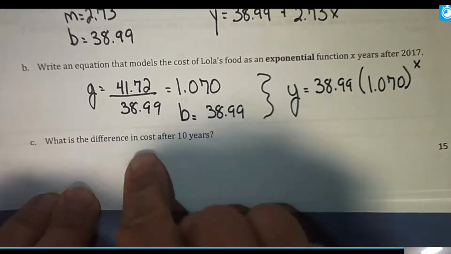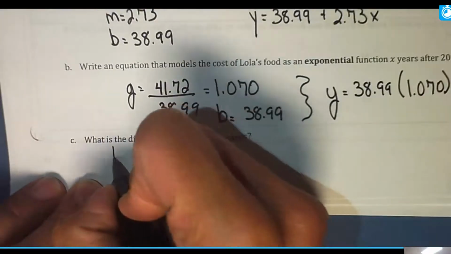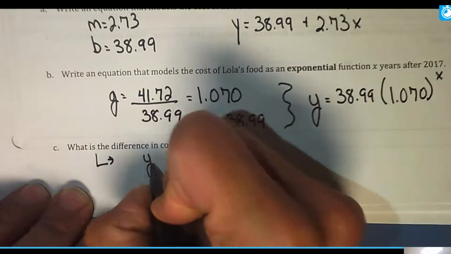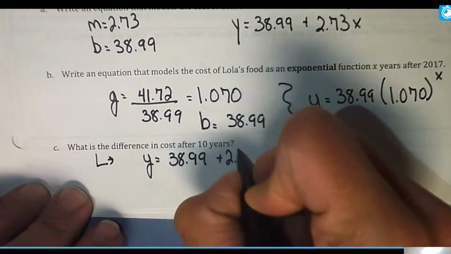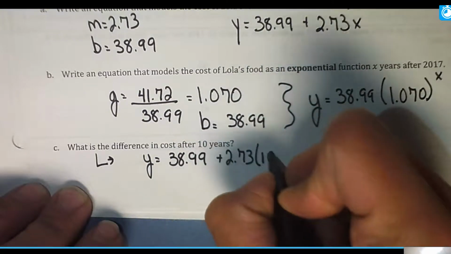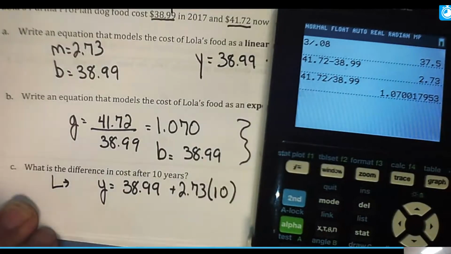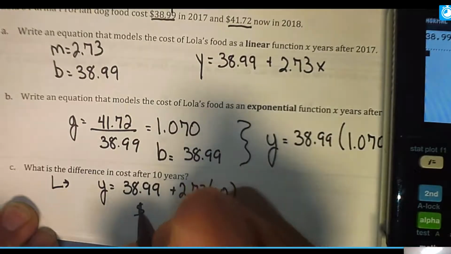So what's the difference in cost after 10 years? So if I use my linear equation, right, and I put 10 in, because X is always time, let's see what that cost would be. And again, always write down what you're going to type in to your calculator. And the parentheses 10 just means timesing by 10. So on my calculator, $38.99 plus 2.73, parentheses 10, so $66.29.